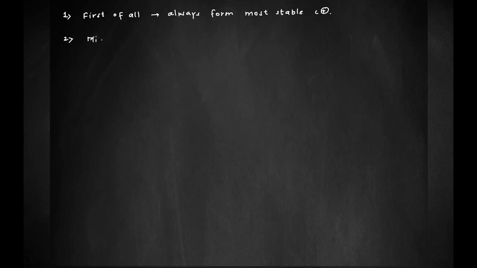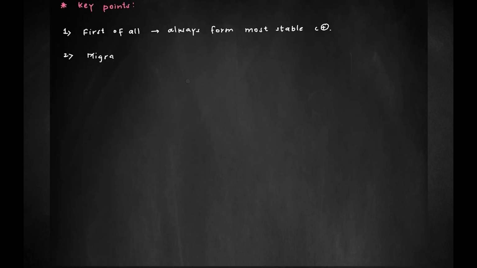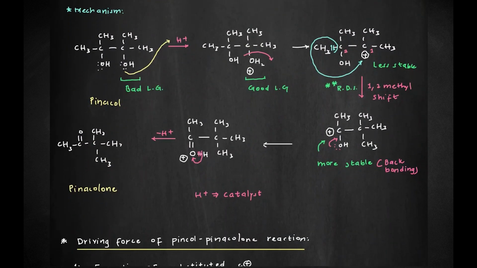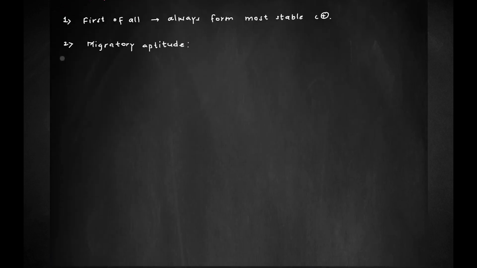Okay, let's see the second point. You have to remember here the migratory aptitude. So in this particular reaction, here in this step we have shifted CH3, as both groups are the same, so there was no problem. But suppose here is a Ph group, here is the hydrogen, then what do we have to shift, Ph or hydrogen? Or suppose this is the CH3, this is the hydrogen, then which group should migrate? So when such a situation comes, you have to remember the migratory aptitude.